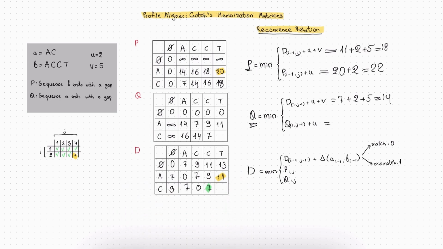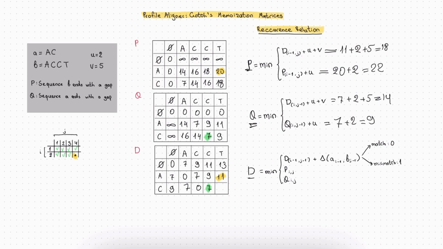And then we're going back to matrix Q in the second line, and we are looking at the cell in the same position of I and j minus 1, and this is also 7 plus 2, and it would be 9. So here the minimum is 9, therefore we are going to keep 9.